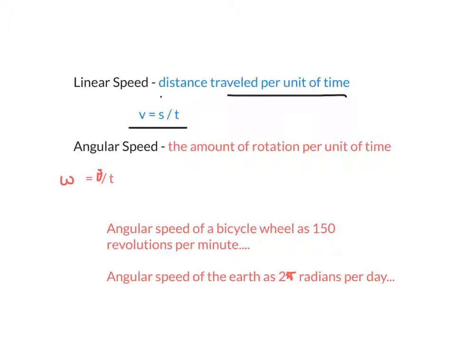Now in this case, s is arc length, so we're talking about the distance in a rotation, but still linear speed is that way. Angular speed, the amount of rotation per unit of time, is theta over t. And that symbol right there is actually omega. It's not really a W. It kind of looks like a W, but it's actually the Greek letter omega. When we talk about angular speed, you're talking about things such as the speed of a bicycle wheel as it makes 150 revolutions per minute. The angular speed of the Earth is 2 pi radians per day because it goes around the circle 1 time per day. That's what angular speed means. It's going in a circular pattern. A linear speed is going in a linear pattern.